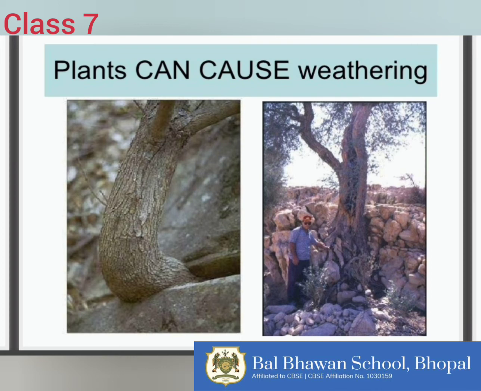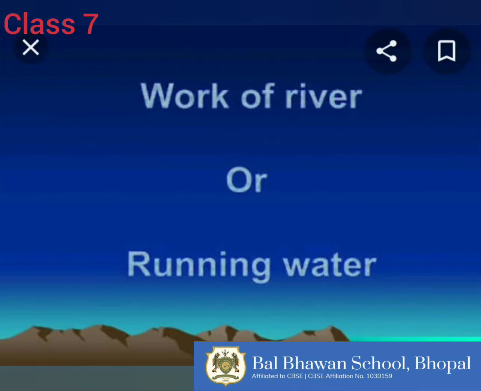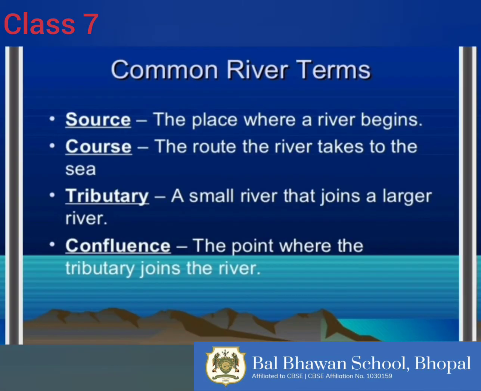Now we will discuss the work of a river. When it rains, some water seeps underground, some of it evaporates, and the rest forms small streams. Many small streams join together to form a river. The place where the river originates is called the source.